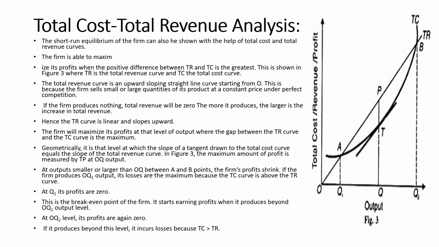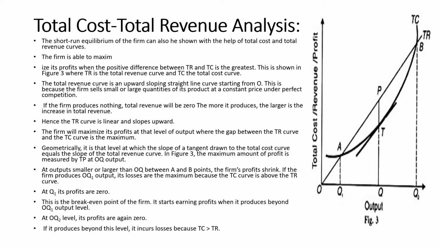If you look graphically, you could see that the slope of the tangent drawn on the total cost curve equals the slope of the total revenue curve. This is the point which is considered to be the point of profit maximization, and the maximum amount of profit here is measured at the OQ level of output. That means the OQ level of output is produced at this point. It is at this point where the gap between TR and TC is greatest.